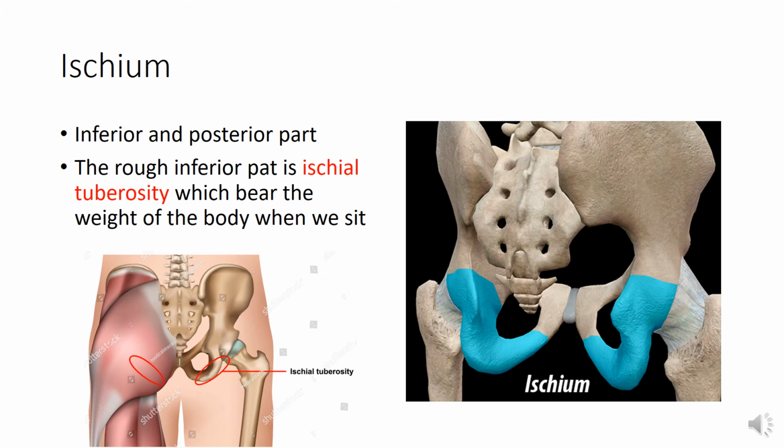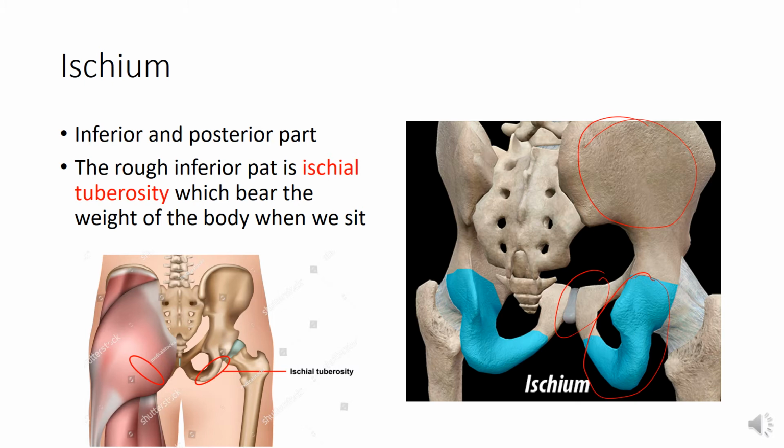Ischium. Now the ischium is the inferior and the posterior part of the hip bone. So you can see here, this is the ischium, this is the ilium, this is the pubis, and this one is the ischium. This is the posterior and inferior part of the hip bone.